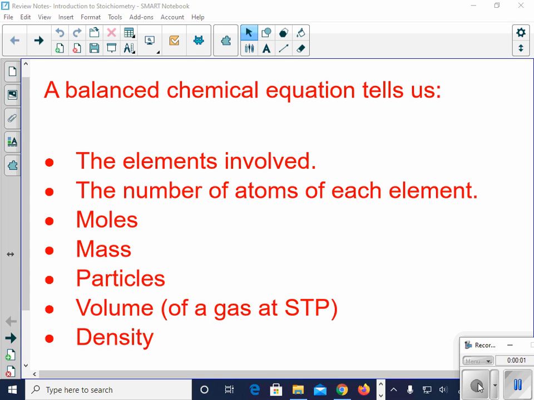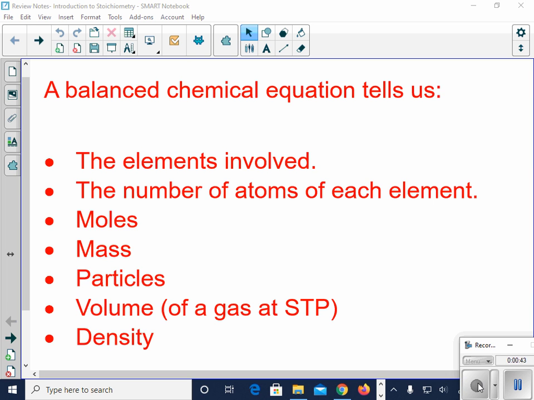Okay, go ahead and take out your notes from yesterday's video over the introduction to stoichiometry. Now, we're going to start out here looking at a balanced chemical equation. What does a balanced chemical equation tell us? Well, obviously, it tells us the elements that are involved and how many of each element we have.